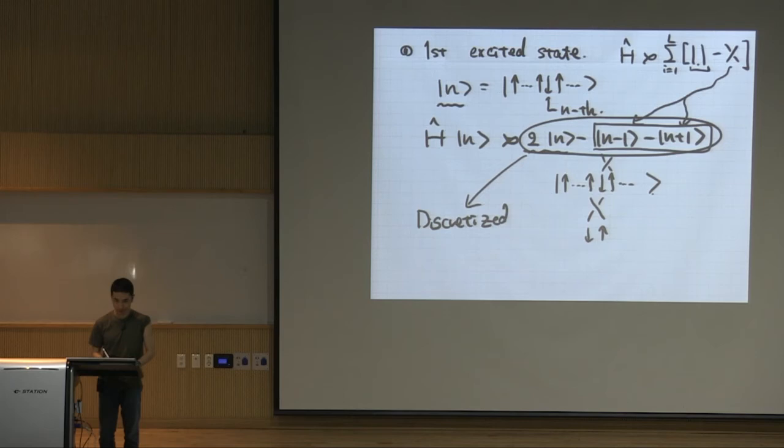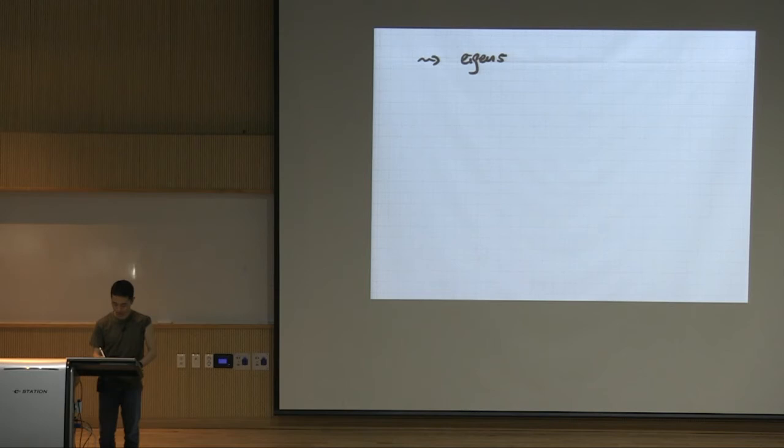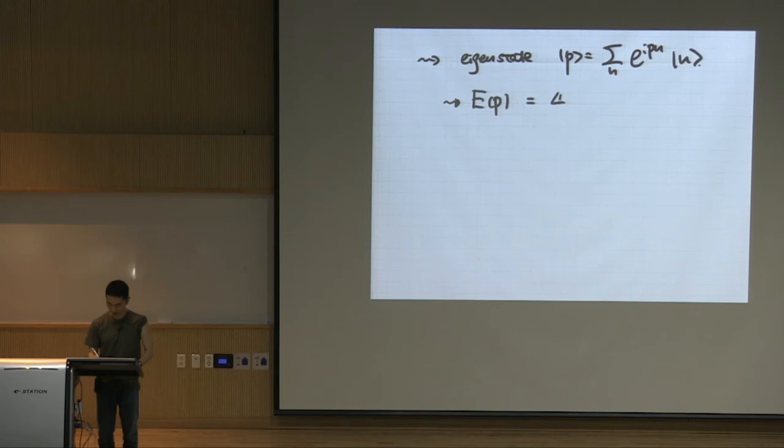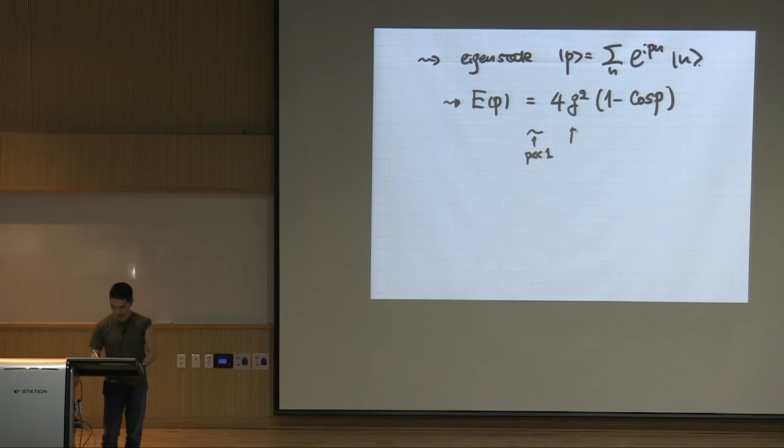Which basically means that you can diagonalize this action of the Hamiltonian by using the plane wave state. Then you can compute the energy of this state. You can confirm that this is indeed the eigenstate, and the energy of this state becomes 4g squared times 1 minus cosine p. If you expand this near p equals 0, then this is something like p squared. So you have a non-relativistic dispersion relation.